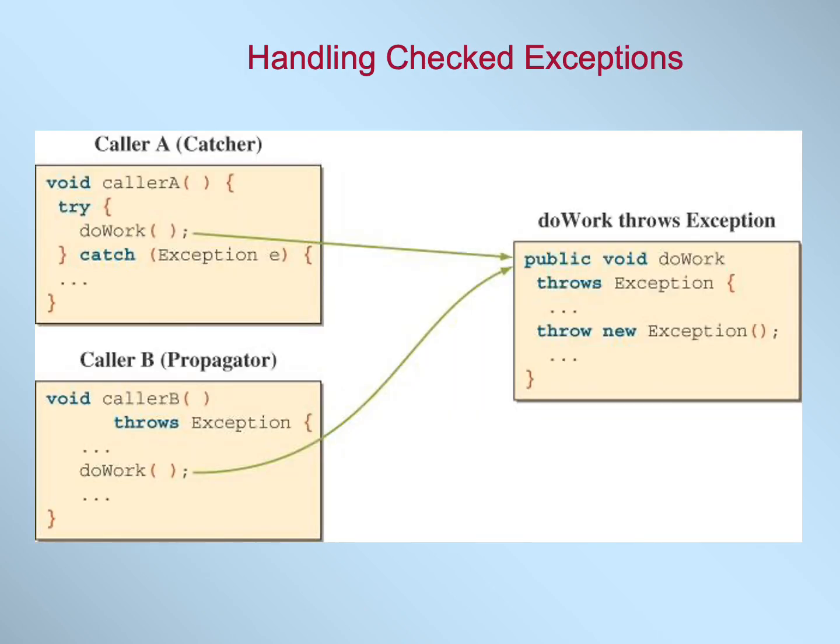In handling checked exceptions, the caller method that can throw an exception must include try-catch statements in the body or the throws clause in the header. For example, over here, we have caller A that has the try and catch block. So that is the catcher, while caller B, which is the propagator, has the throws clause in its header.